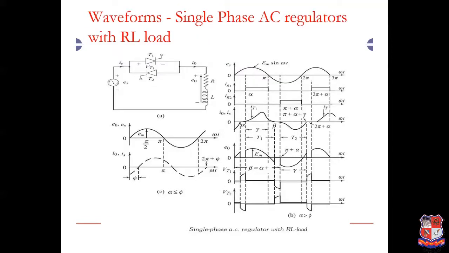This particular slide shows the single phase AC regulators with RL load. If we replace the circuit with RL load, then there is a phase difference, say phi, between voltage and current due to the presence of inductance. So if I select my firing angle alpha less than phi, then there won't be any effect of firing angle in the output voltage and output current.